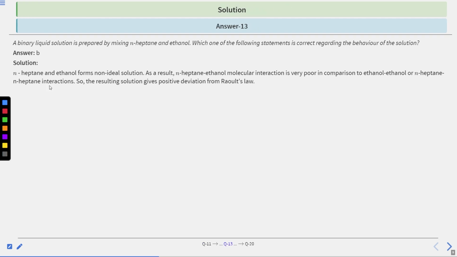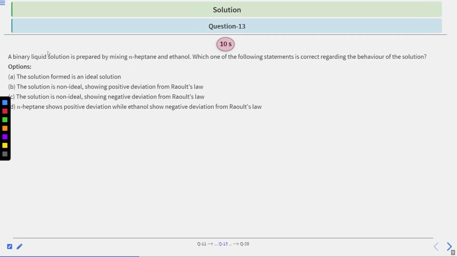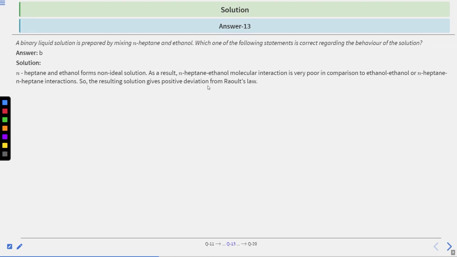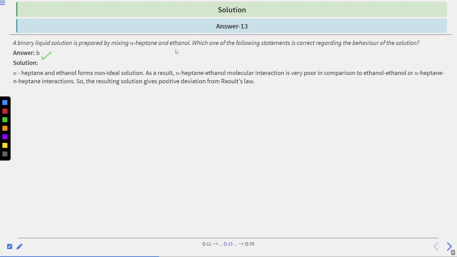Okay, so the correct answer is option B. The solution will be non-ideal and it will show positive deviation from Raoult's law. N-heptane and ethanol, which are given in the question, form a non-ideal solution, so half of the statement will be correct. As a result, the n-heptane and ethanol molecular interaction is very poor in comparison to ethanol-ethanol or n-heptane-n-heptane interaction. So the resulting solution gives positive deviation from Raoult's law. Hence, option B is the correct statement.